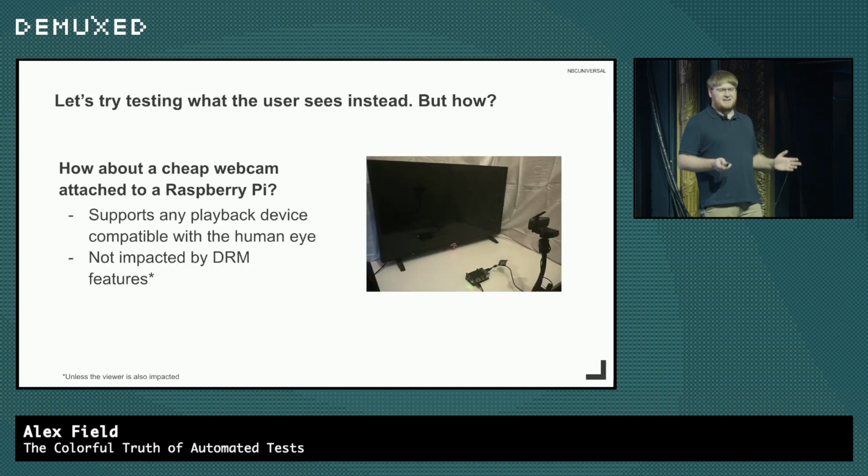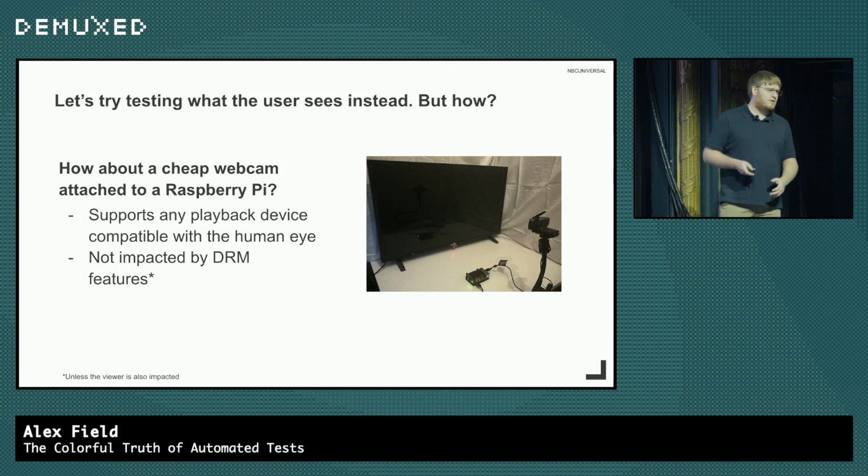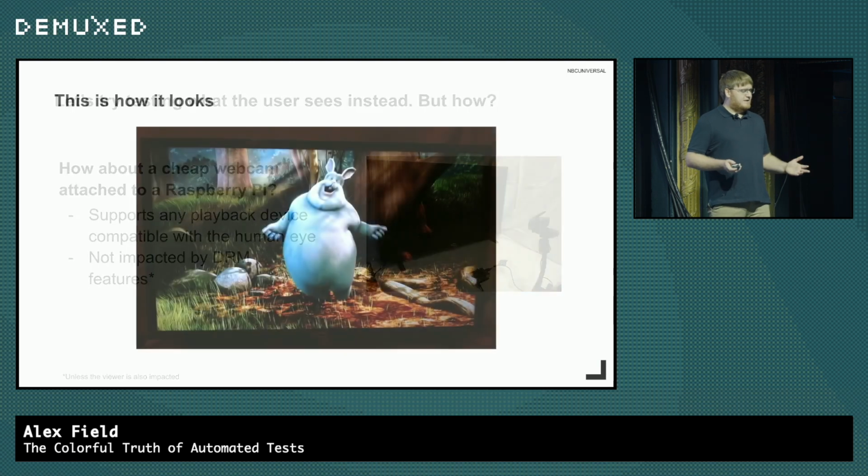So why don't we think outside of the box and just stick a webcam in front of the monitor displaying what your device is, or in front of your smart TV? At the end of the day, it can see anything that a human can see, so you'll be able to capture what's being displayed on the screen. And it's not impacted by any of that DRM stuff. You can attach it to a cheap bit of hardware that can then do some kind of analysis of what's going on. So how does that end up looking?